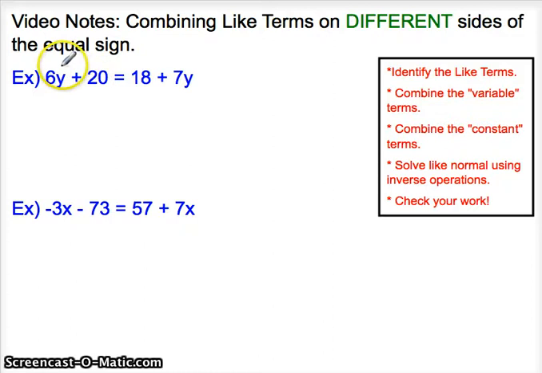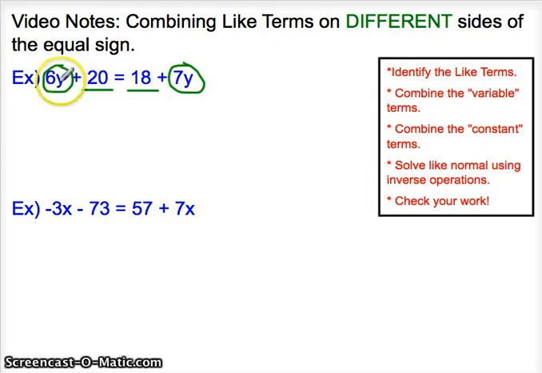First, I'm going to circle the terms that have a variable in them. 6y and 7y go together. Then I'm going to underline the terms that are constants. 20 and 18 are both constants, so they are like terms.